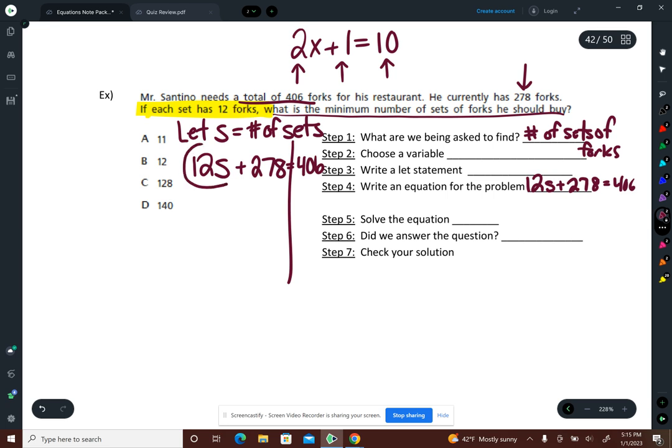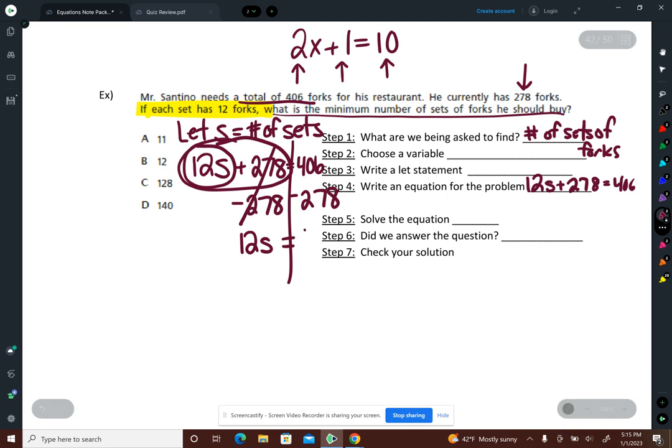So let's look at our layers. Inner layer would be the 12S. Outer layer would be the plus 278. So the opposite of addition is subtraction. So I'm going to subtract that 278. So those are going to cancel. I get 12S on this side. And then 406 minus 278 is 128. So now I just have one step left. I'm going to divide both sides by 12.